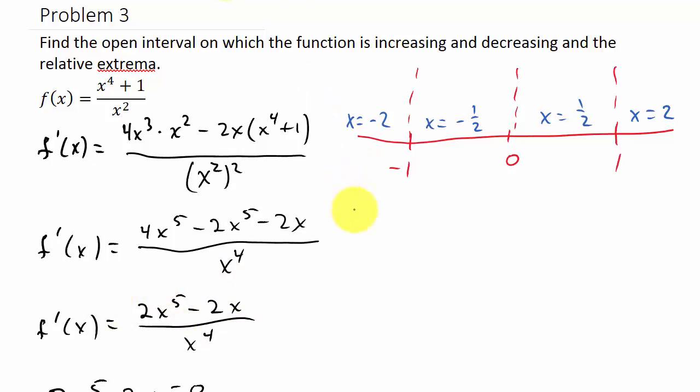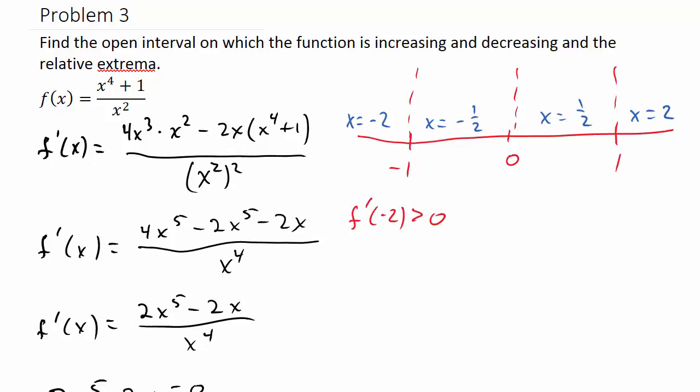So we've got f prime of -2, and when I plug that in, I get 2 times negative 2 to the fifth minus 2 times negative 2. So the numerator is going to be positive. The numerator will be positive, and you can plug it in and try it yourself. And then when we plug the negative 2 in here, that's going to be positive because it's raised to the fourth. So I've got a positive over a positive.